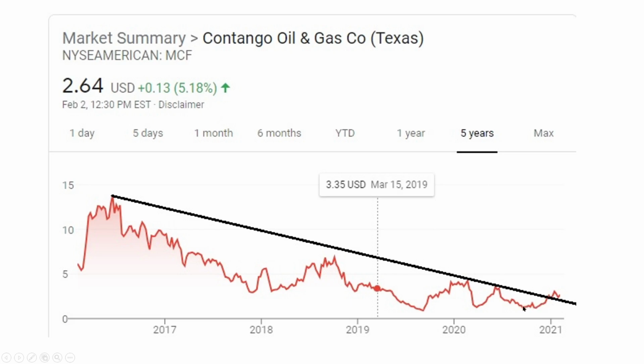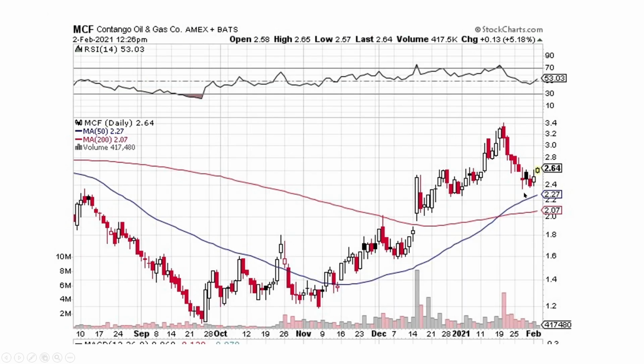I shared it on the channel, and we were coming up and we broke this downtrend line. And we're retesting or back testing this downtrend line. I think it's an excellent time to buy this. Let's zoom in on the chart. And you can see we're putting in a little bit of a bottom, 50-day crossing the 200-day. I think it's a good time to be looking into MCF if you like it.